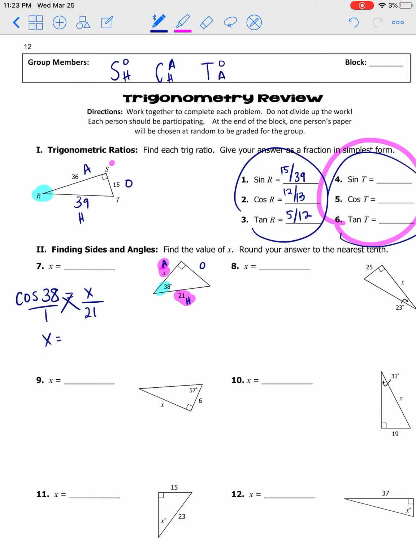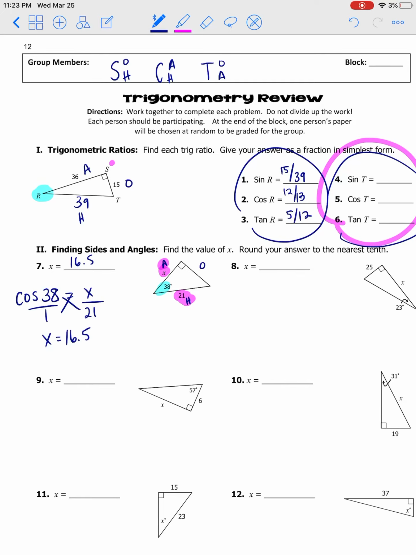So here we're going to get 16.5. Check for reasonableness, right? That side is a leg of a triangle. It's not the hypotenuse, so it does need to be smaller than 21. It is, so we're good.